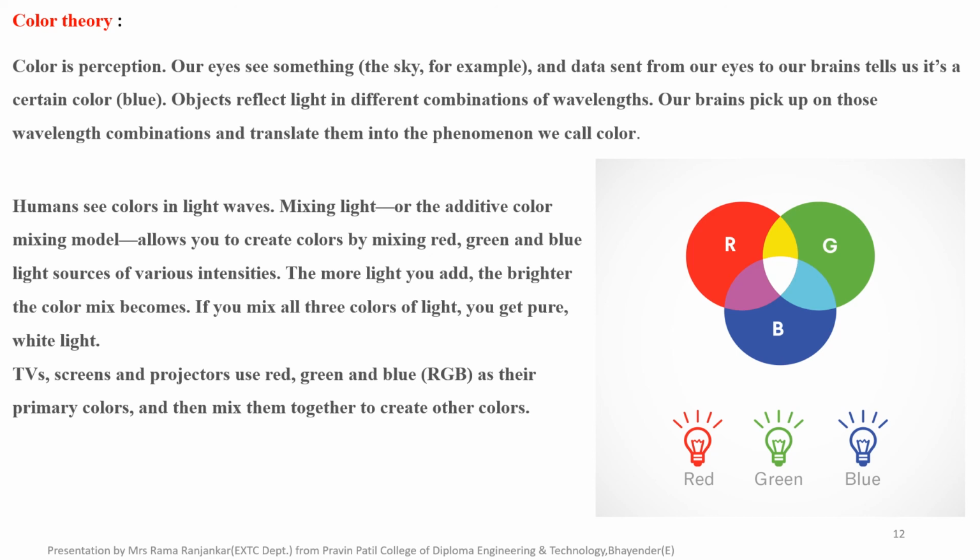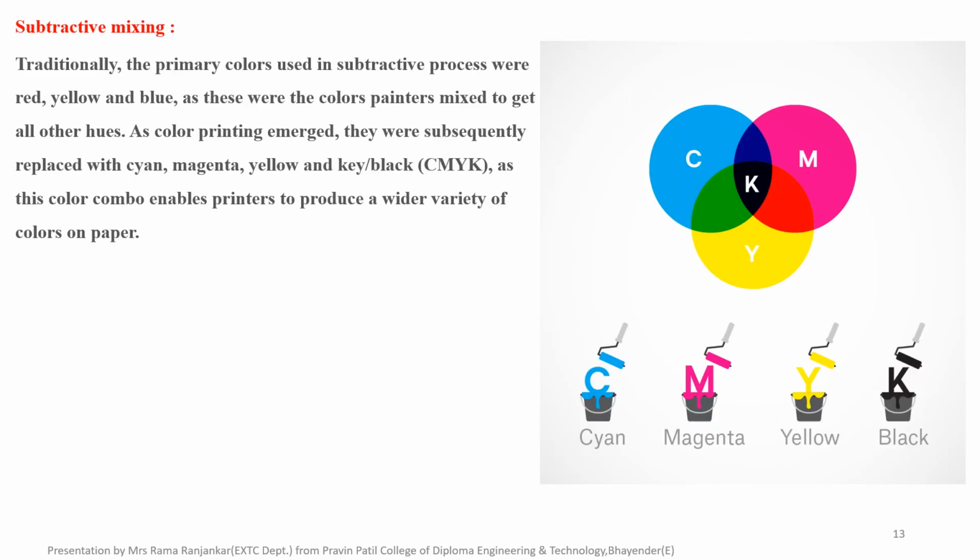TV screens and projectors also use red, green and blue as their primary colors, and mix them together to create other colors. Traditionally, the primary colors used in the subtractive process were red, yellow and blue, as these were the colors painters mixed to get all other hues. As color printing emerged, they were subsequently replaced with cyan, magenta, yellow and key black. This color combination enables printers to produce a wider variety of colors on paper.